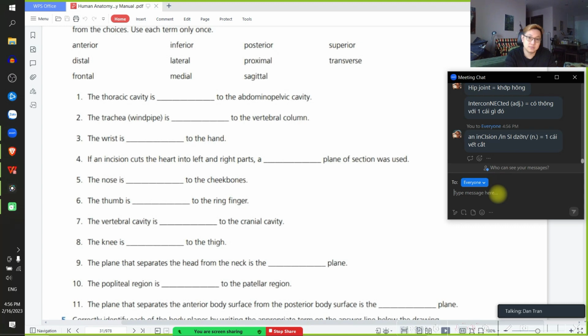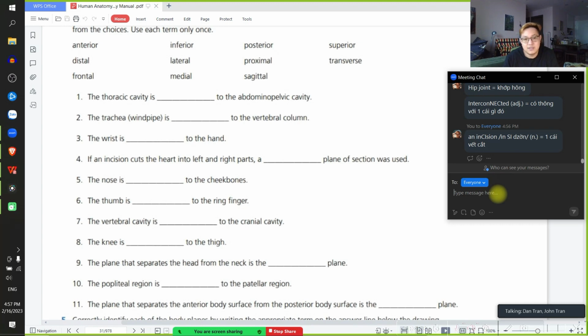Transverse. Left and right part. Trái và phải. Not transverse, no. Inferior. Or anterior. Nó là cắt giống như này nè. Frontal. No, it's not frontal either. Frontal means like. But this one is like. This is sagittal. Nó là sagittal. Or mid sagittal if you want to say it. Mid sagittal hoặc là sagittal, yeah.